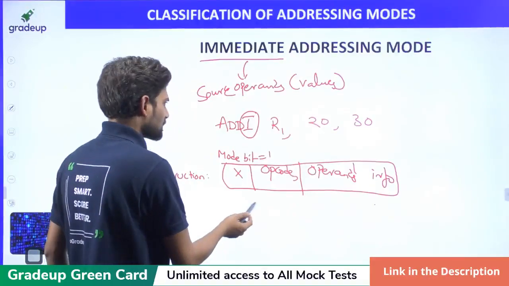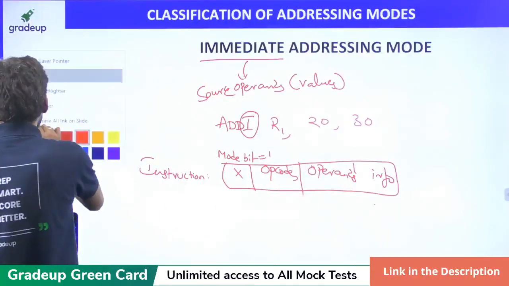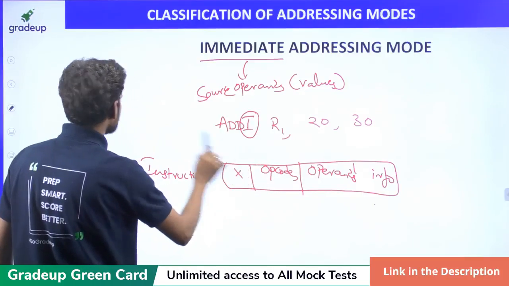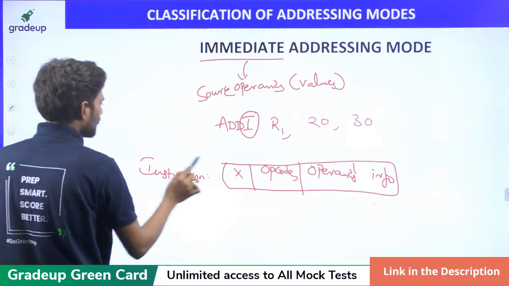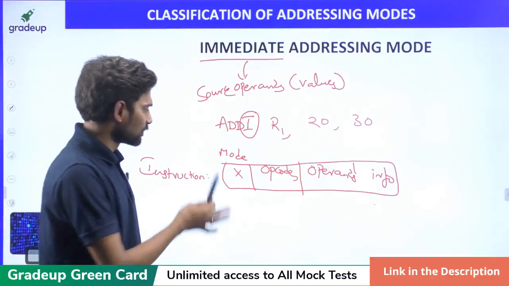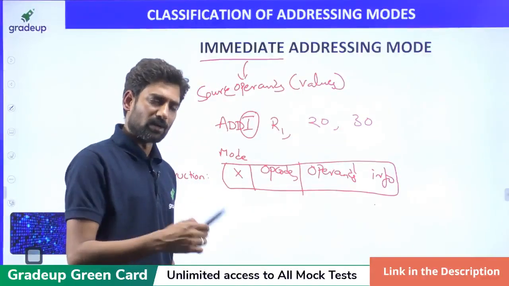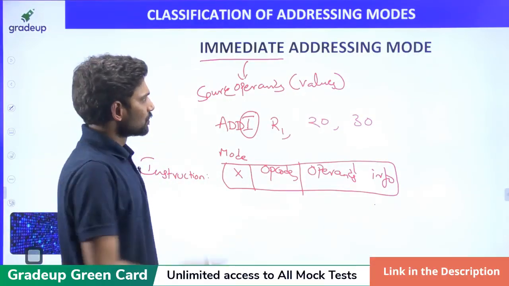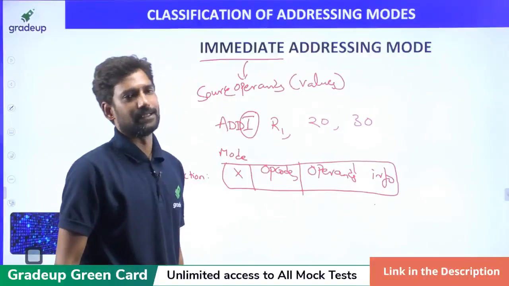So guys, don't go into details and confuse yourself. Just remember that you will have addressing mode information also in the instruction, with one bit or multiple bits based on the processor. So this is what addressing modes is about.